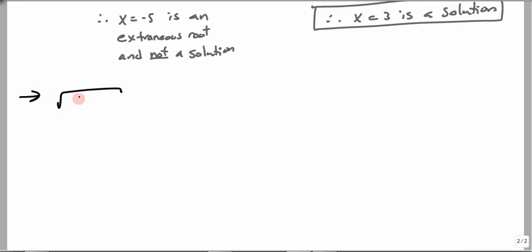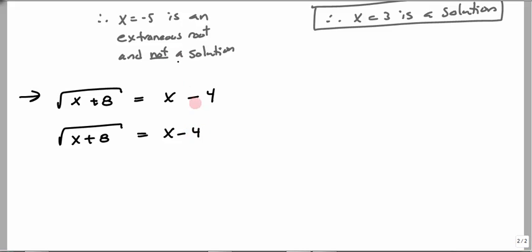So this one, let's go ahead and start with the square root of x plus 8 equals x minus 4. The square root is already isolated, so I don't need to worry about trying to isolate it, and the first step I can take here is just going ahead and squaring both sides. Whatever you do to one side, you do to the other. So when you square the square root, you just get the radicand back, and I get x plus 8 equals x minus 4 quantity squared.